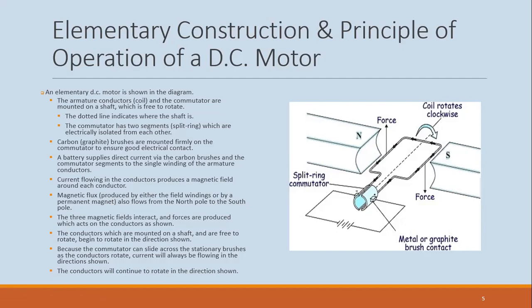All right, so that is basically how we get the motor to operate. Basically, current carrying conductors within a magnetic field will cause the motion, and since the conductors are mounted on a shaft, they will rotate.